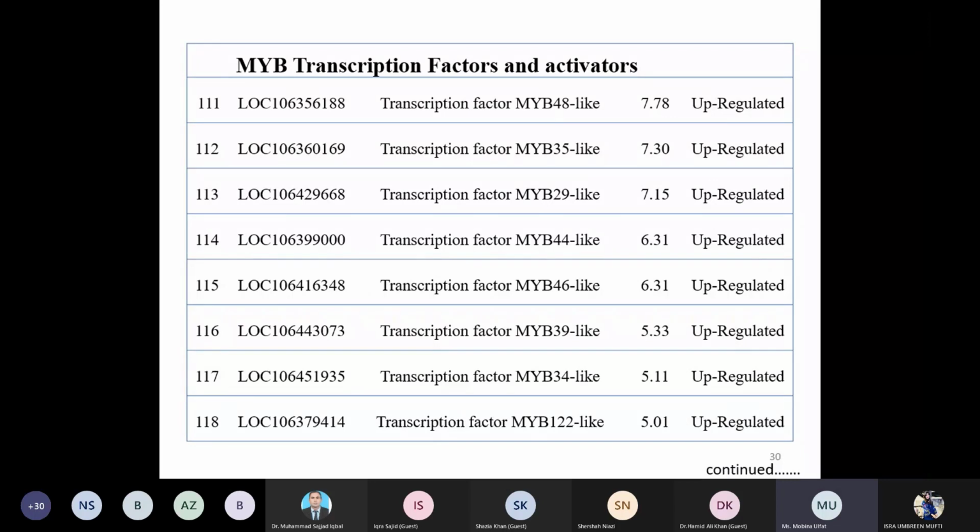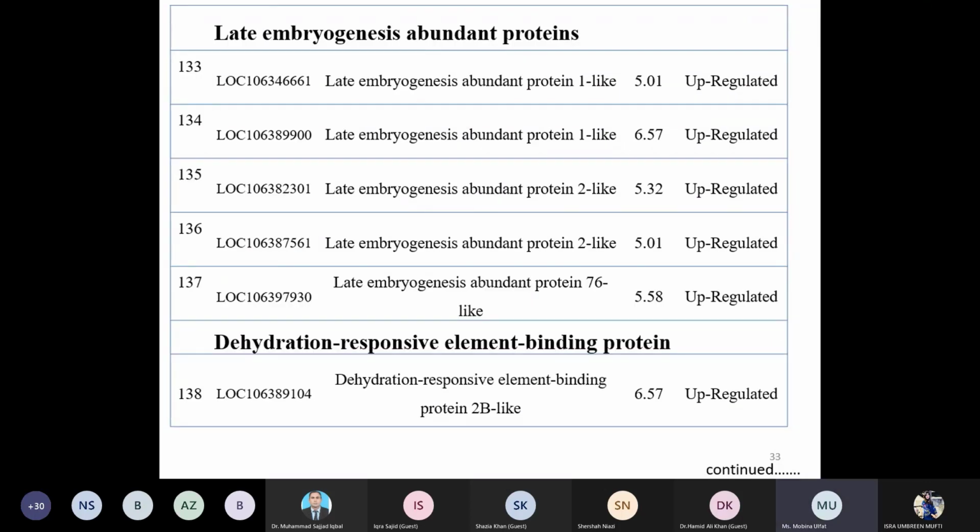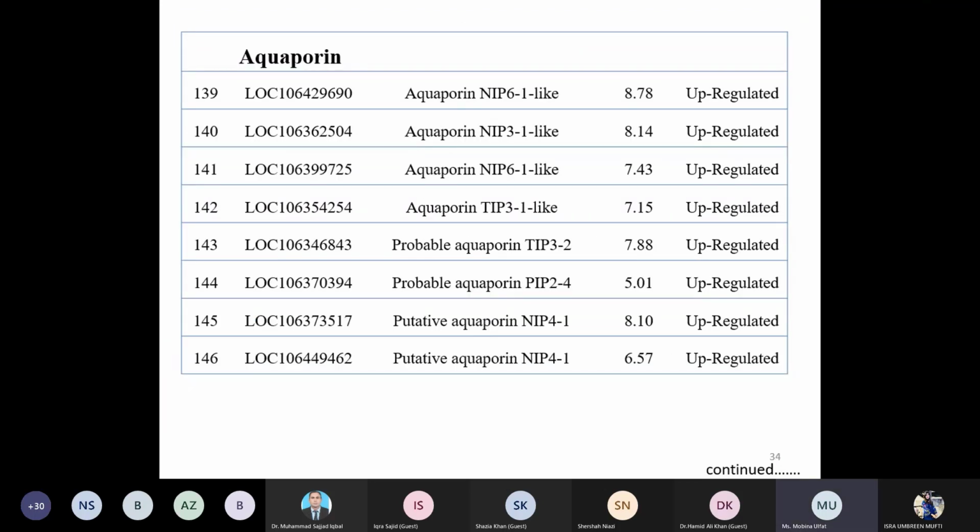These were also a good class of transcription factors, MYB transcription factors and their activators. They were also upregulated. These were LEA proteins or late embryogenesis abundant proteins. Then dehydration responsive element binding proteins. They were upregulated. These are aquaporins, different classes of intrinsic proteins that act as aquaporins. They were also upregulated.